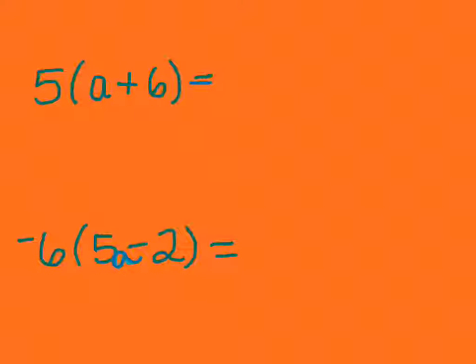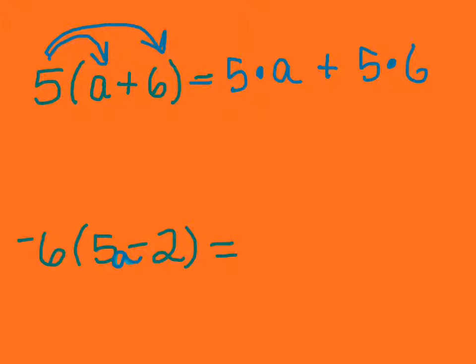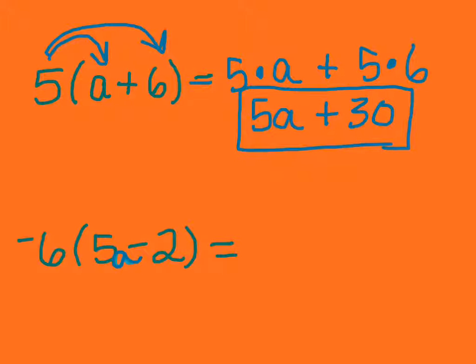So this was, let's distribute 5 times the quantity A plus 6. So I'm going to distribute the 5 times A plus 5 times 6. I'm going to rewrite this using the distributive property, 5 times A plus 5 times 6. 5 times A is just 5A, and 5 times 6 is 30. These are not like terms, so that is as simplified as I can get.